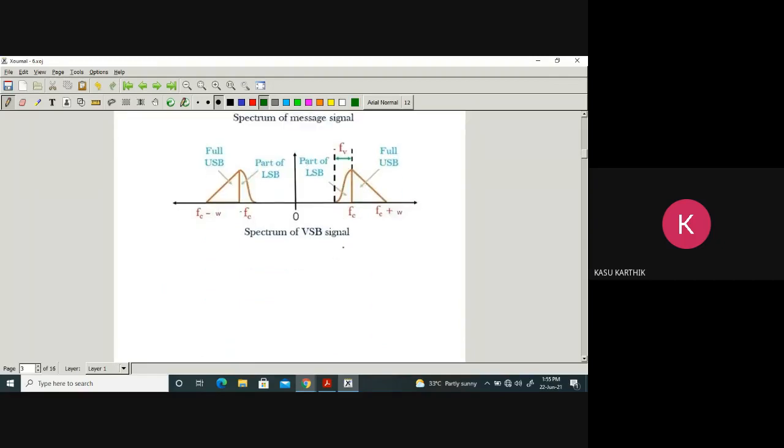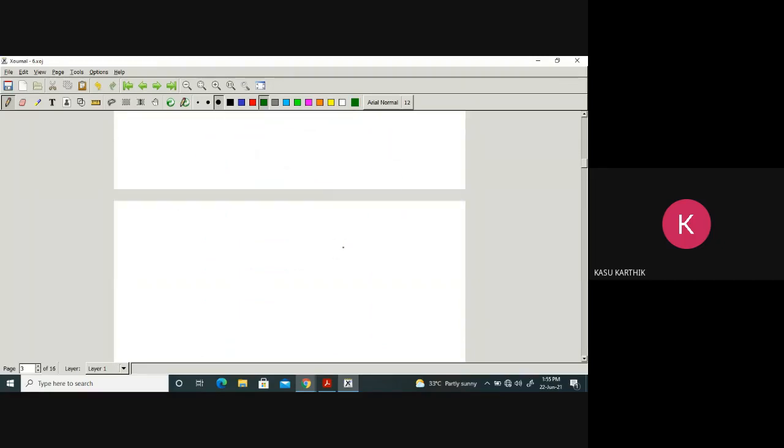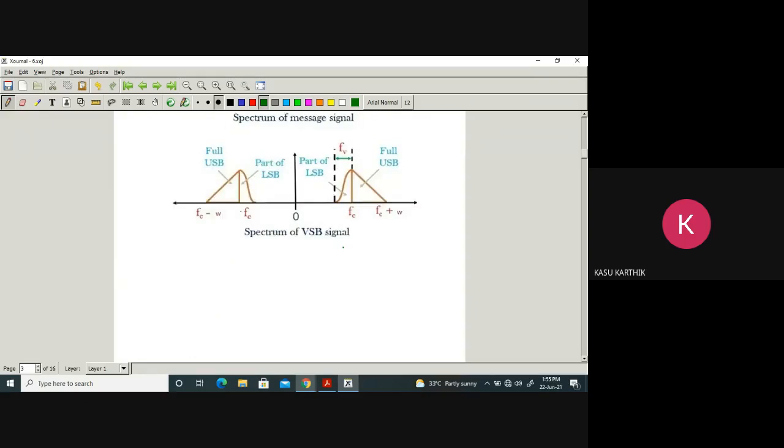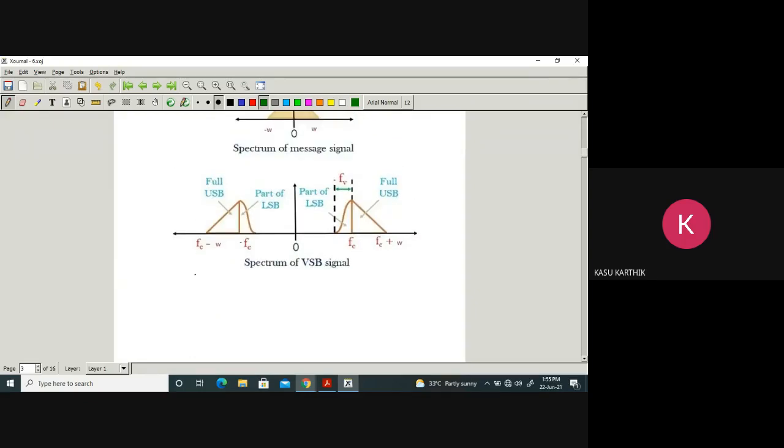Now, obviously, what about power? Power is also a little bit more, slightly more than SSB power. The power requirement of VSB is slightly more than the power requirement of SSB.